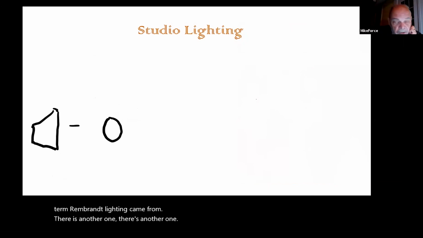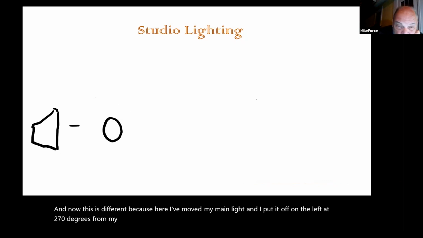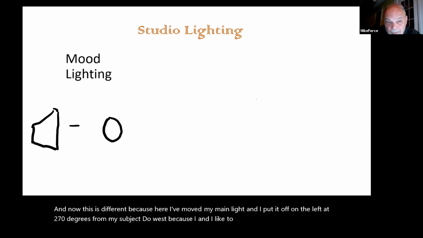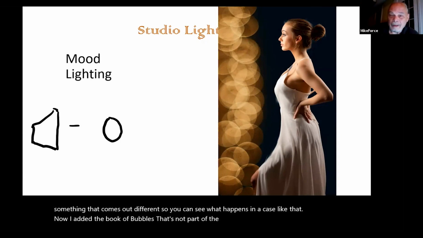Now this is different because here I've moved my main light off to the left at 270 degrees from my subject, due west, because I like to experiment. I want to do something that comes out different. So you can see what happens in a case like that. Now I added the bubbles. That's not part of the shot. That wasn't my light doing that.